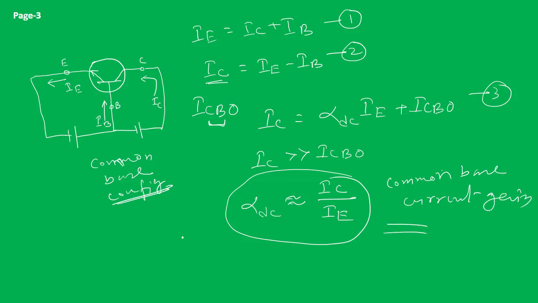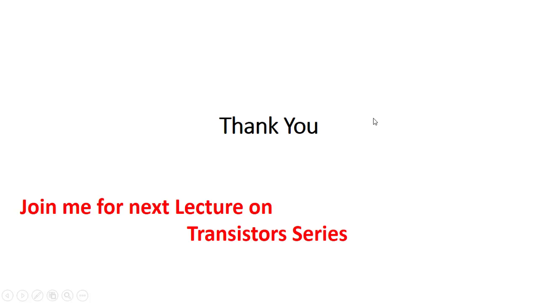This is an important parameter, alpha DC, and we shall elaborate on it in the discussion of the common base configuration: how the transistor exactly works and what the input-output characteristics of the transistor are in the common base mode. We shall take that up in the next lecture. So here we end the discussion on the working principle of the NPN transistor. Thank you very much.